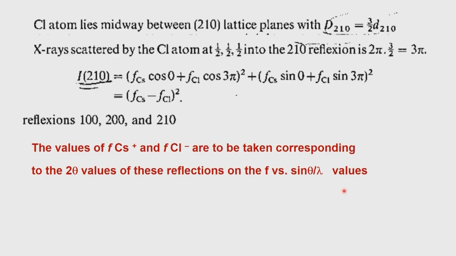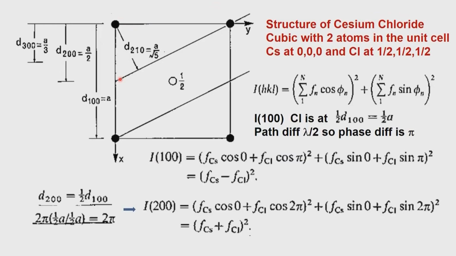So, when we consider the 210 plane, the chlorine atom will lie midway between the lattice planes to D210. So, it will get 3 by 2 D210. Let me indicate where 210 is, it is here. So, this is the D210. We are now calculating the contribution from cesium as well as from chlorine.